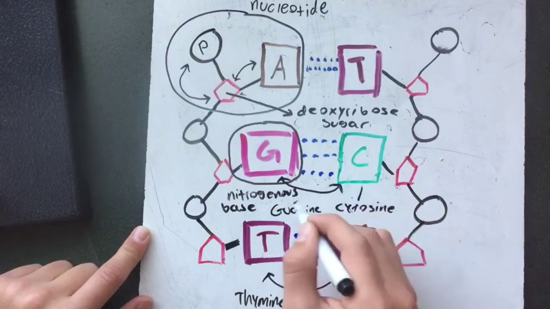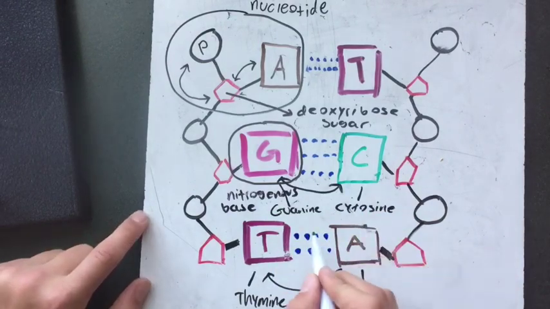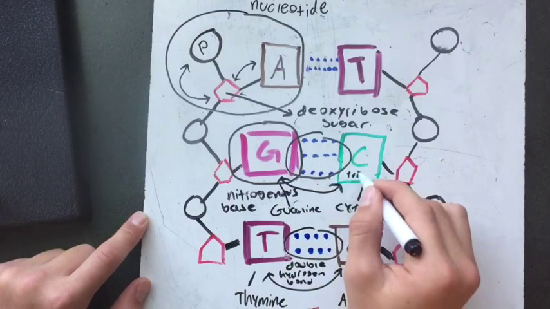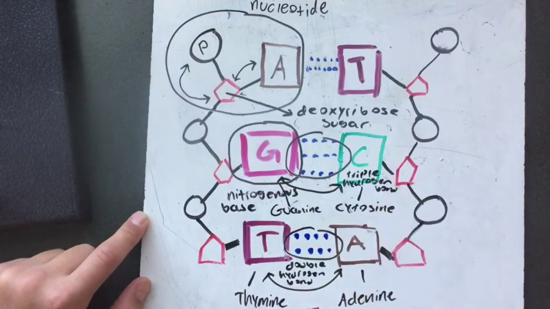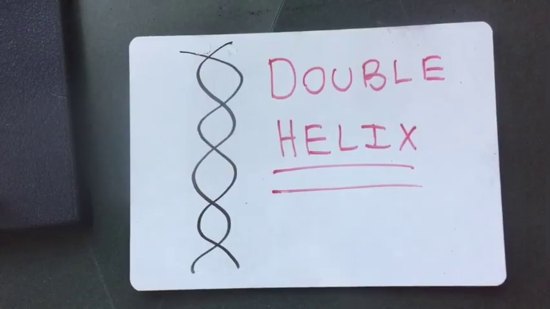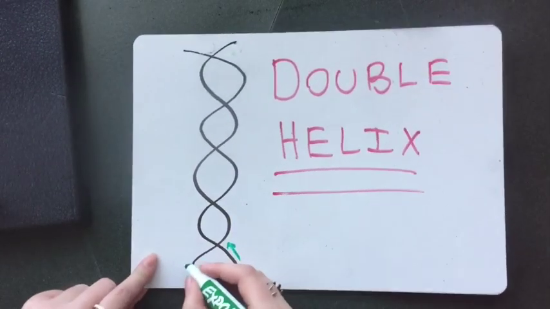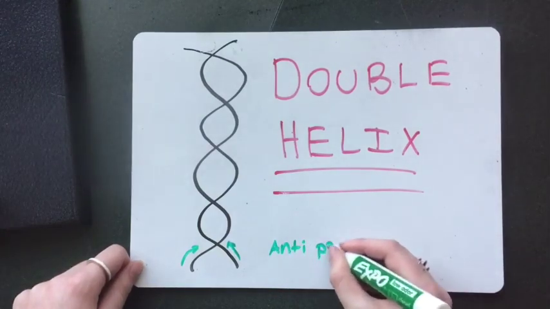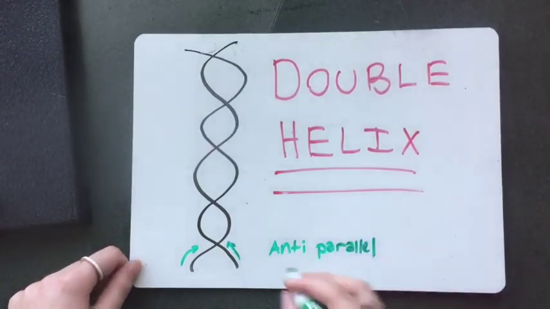Adenine always pairs with thymine, and this pair always contains a double hydrogen bond. Cytosine always pairs with guanine and always contains a triple hydrogen bond. Most DNA is different and contains different patterns or orders of nitrogenous bases. DNA is also anti-parallel, which means the helices are parallel but also move in opposite directions.